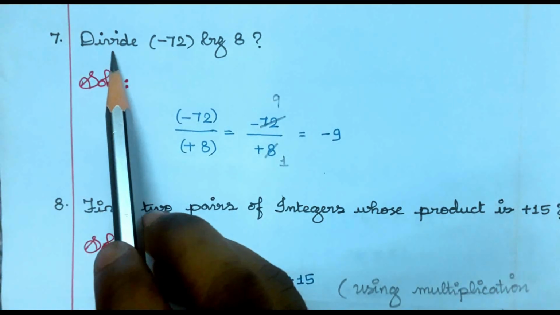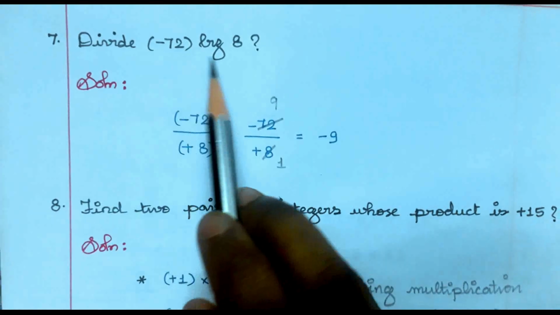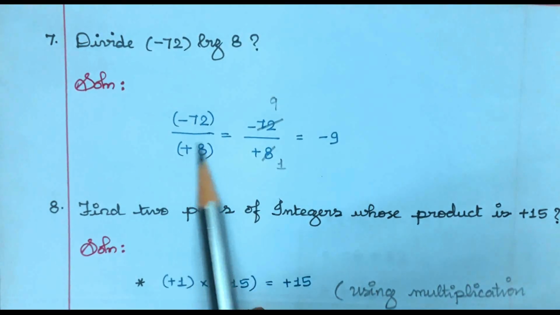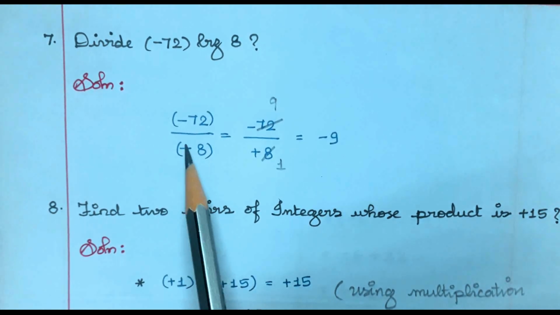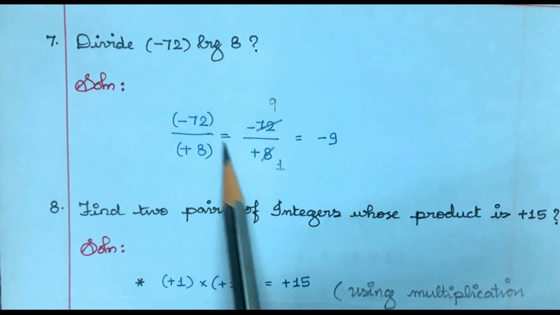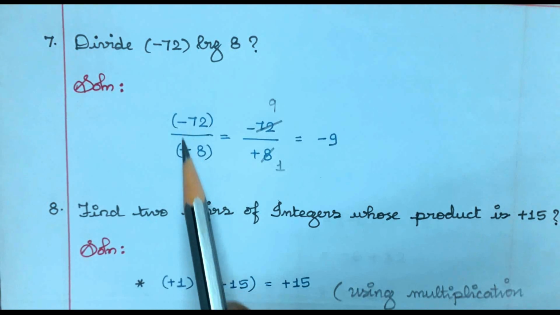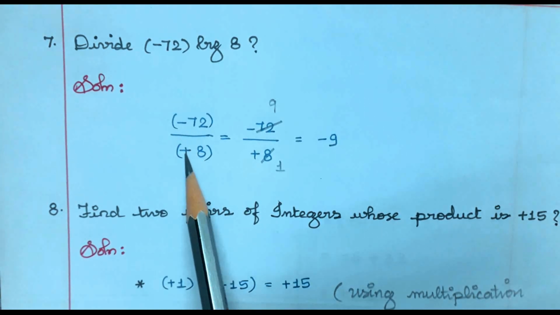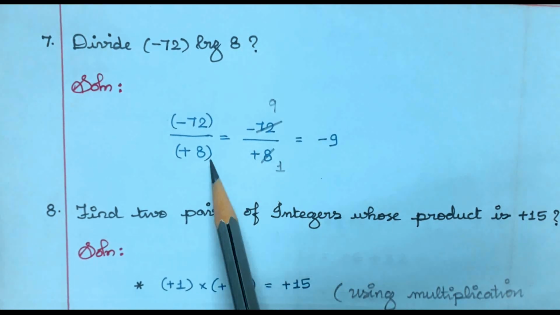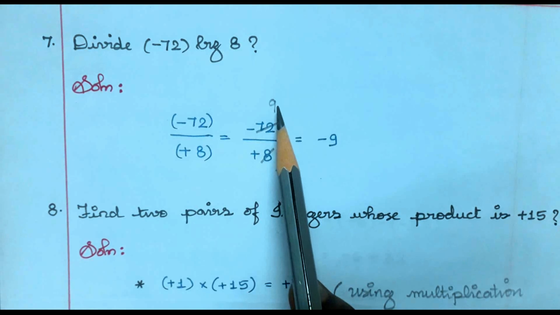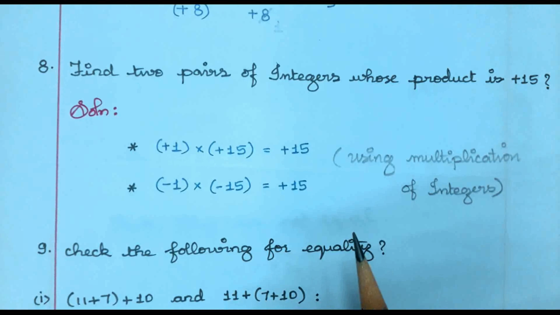Seventh question. Divide minus 72 by 8. Normal division, you know that, but this is an integer. Solution: minus 72 by 8. If 8 is alone, we can put it as plus. We know that if a number is alone, it means that plus is there. So we know the division of integers operation: if the signs in the numerator and the denominator are different, then we have to put minus in the answer. So in the 8 table, 72 comes for 9 times. So 9 is the answer. So it is minus 9. Shall we move on to the 8th question?